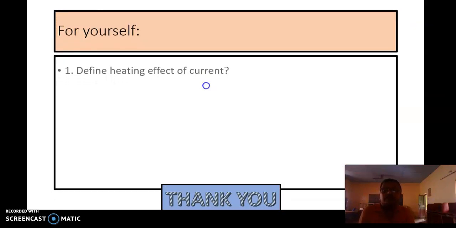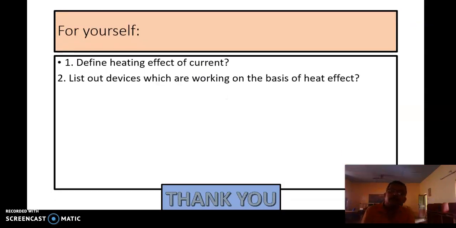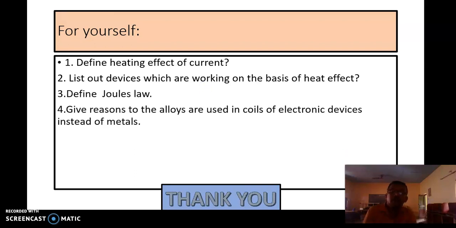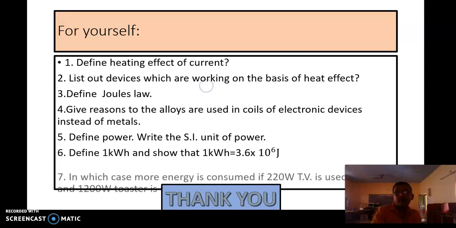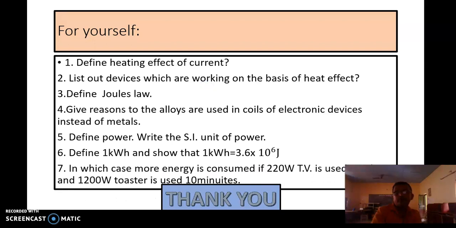For yourself: define the heating effect of current and list out the devices which work on the basis of the heating effect. Joule's law. Give reasons why alloys are used in coils of electronic devices instead of metals. Define power and state the unit of power. Define 1 kWh and show that 1 kWh equals 3.6 into 10 to the power of 6 joule. In which case is more energy consumed: a 200 watt TV used for 1 hour or a 1200 watt toaster used for 10 minutes?